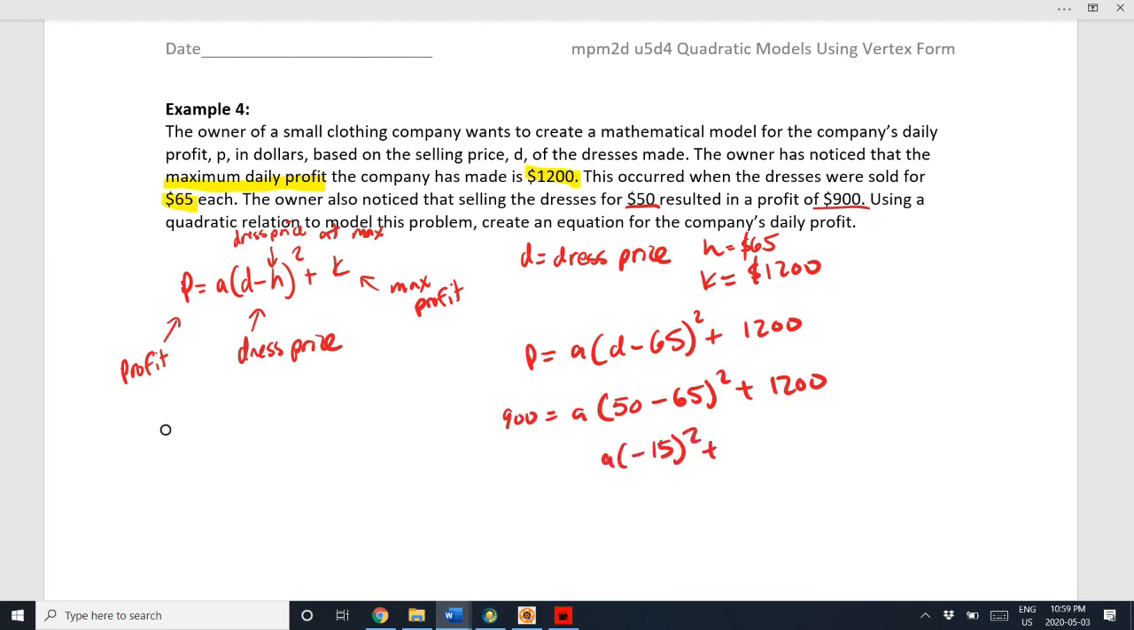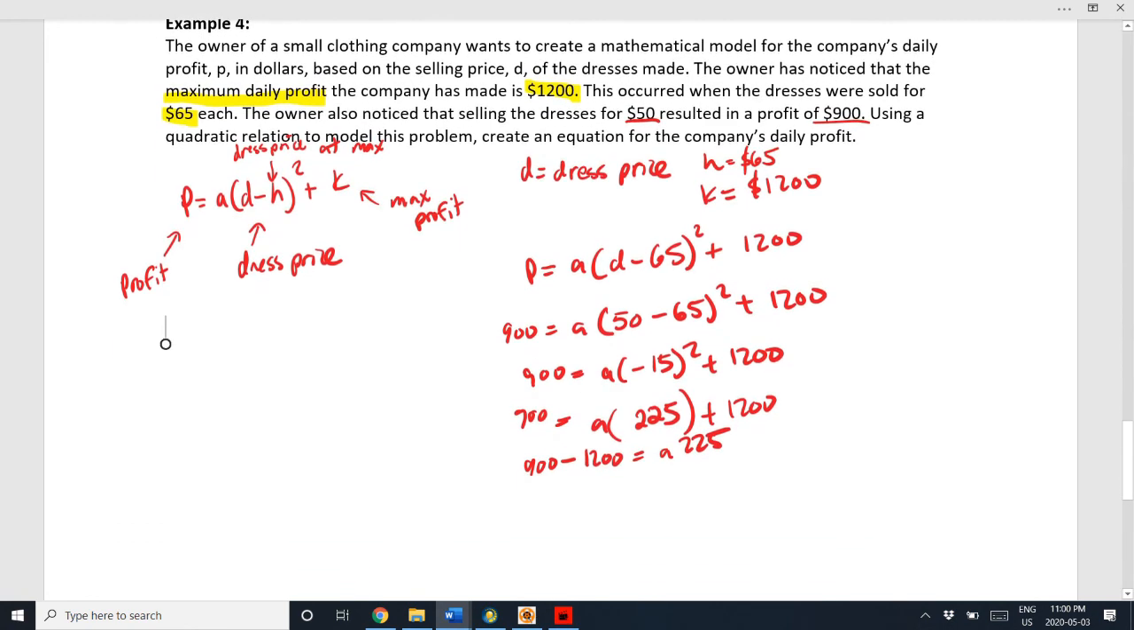There's an A. We have 1200 is equal to 900. We can square this. Negative 15 squared is going to be equal to, oh sorry, positive 225, plus 1200, times A is equal to 900. So you're going to get something that looks like this. So now we want to move the 1200 over to the other side. Let's go ahead and do that. 900 minus 1200 is equal to A times 225.